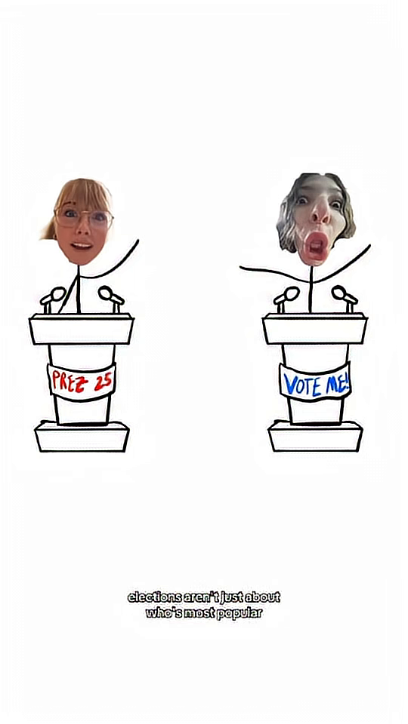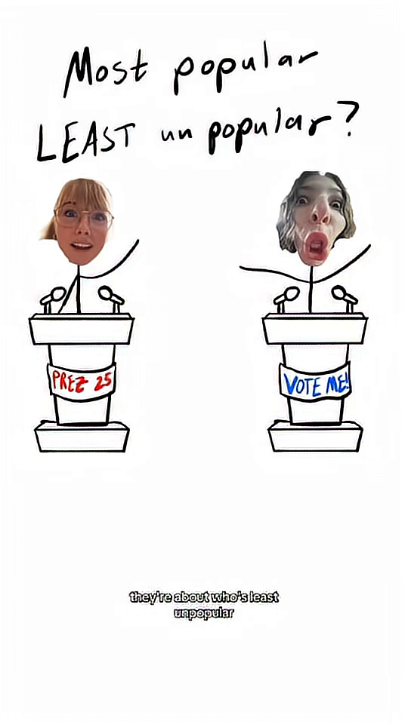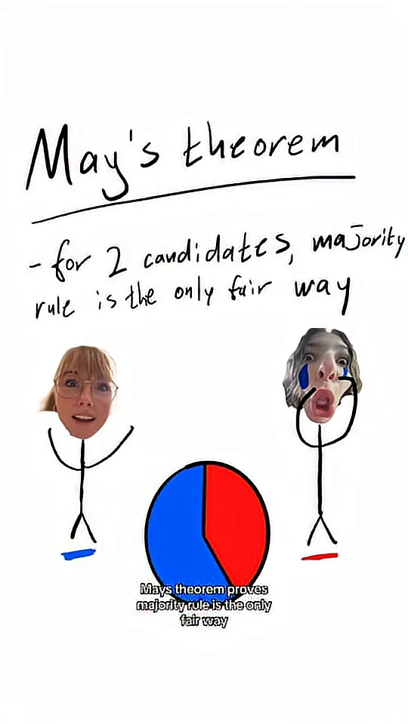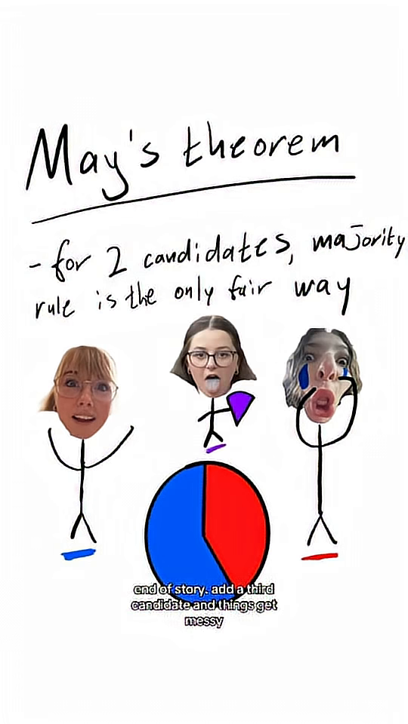Elections aren't just about who's most popular, they're about who's least unpopular. And sometimes the rules of the game decide the winner more than the voters do. With two candidates, it's simple. May's theorem proves majority rule is the only fair way. Winner takes more than half the votes, end of story. Add a third candidate, and things get messy.